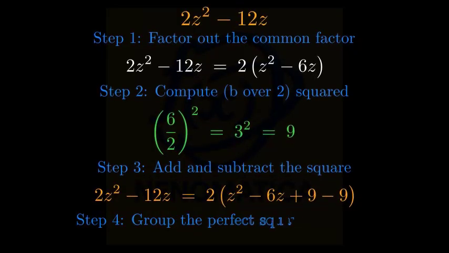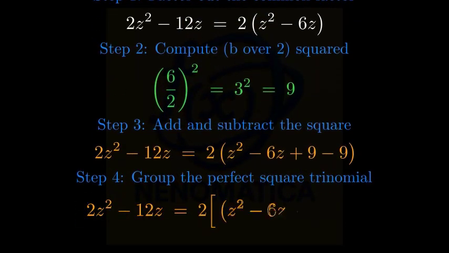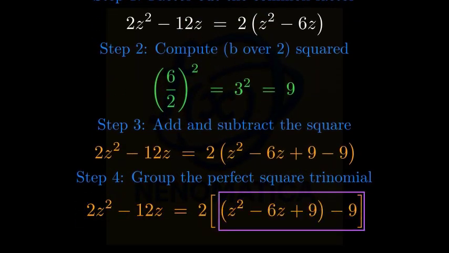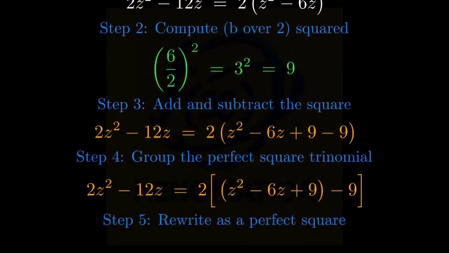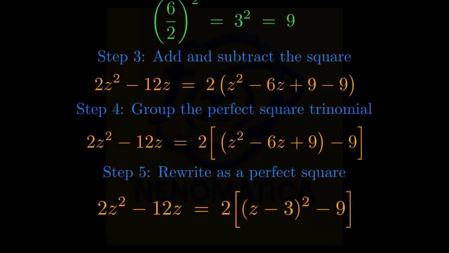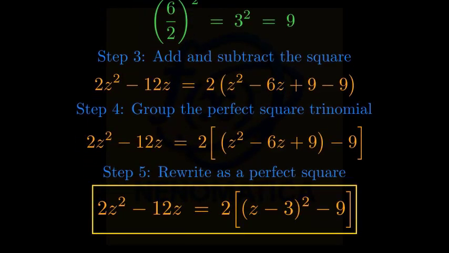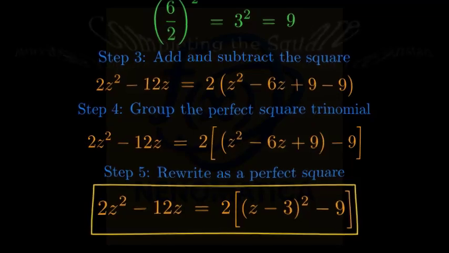Step 4. Group the perfect square trinomial and the constant. We rewrite as 2 times the bracket open z squared minus 6z plus 9 bracket close minus 9. Step 5. Recognize the perfect square trinomial. z squared minus 6z plus 9 equals the quantity z minus 3 squared. The final completed square form is 2 times the quantity z minus 3 squared minus 9.